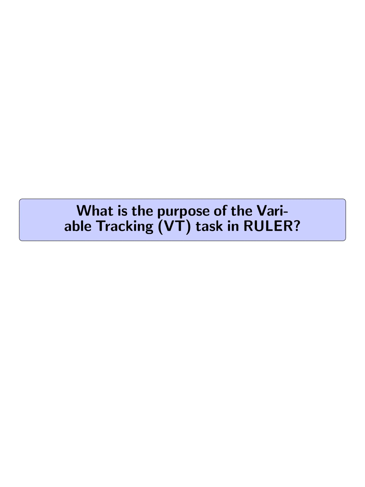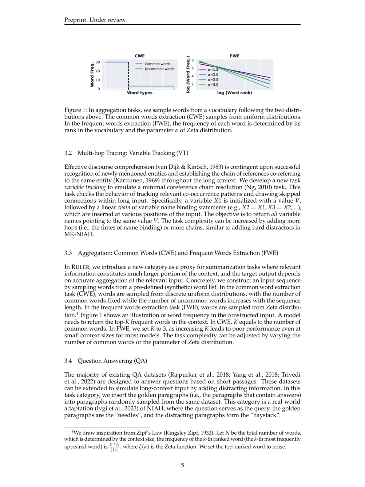What is the purpose of the variable tracking VT task in Ruler? The purpose of the variable tracking VT task in Ruler is to emulate a minimal co-reference chain resolution task to check the behavior of tracking relevant co-occurrence patterns and drawing skipped connections within long input.